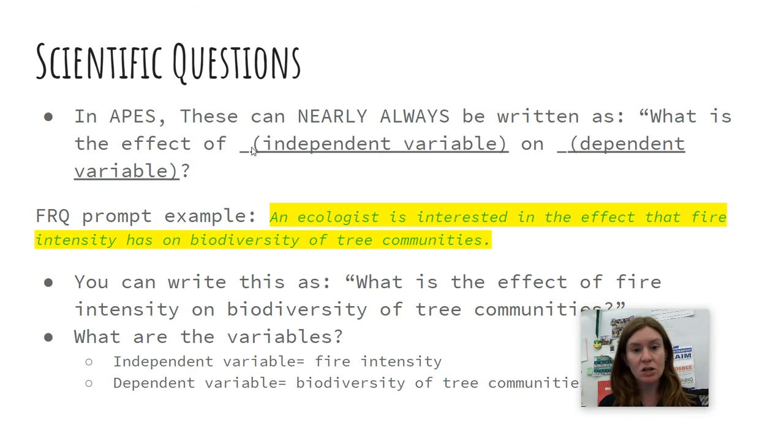What is the effect of whatever the independent variable is on whatever the dependent variable is? So you're looking at what is the relationship between independent variable and dependent variable.